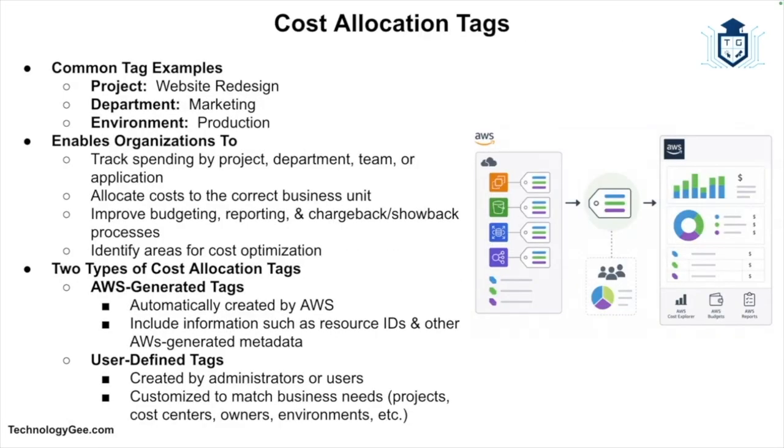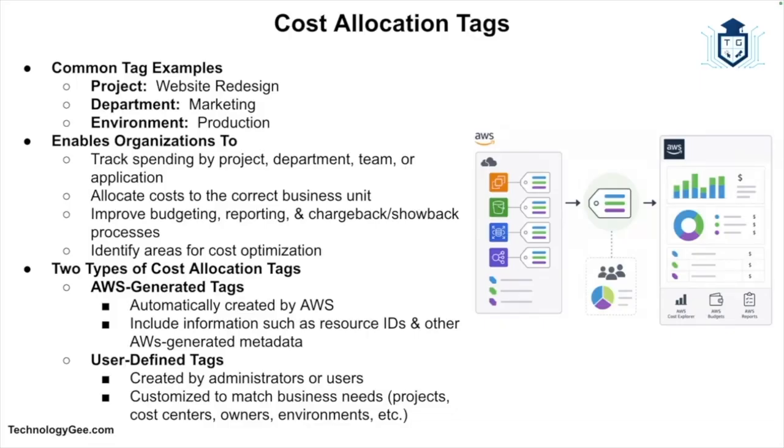And now here's where things get really interesting and really important. So we're talking about cost allocation tags, and these things allow you to assign metadata to AWS resources. So for example, if you have a project, you can assign a tag like website redesign. Another tag for department could be marketing. Another tag for environment could be production. And basically these tags help you track costs more effectively. And there are two main types. The first is your AWS generated tags. And these are automatically created by AWS. And then you have your user-defined tags, and these are created by you for tracking purposes.